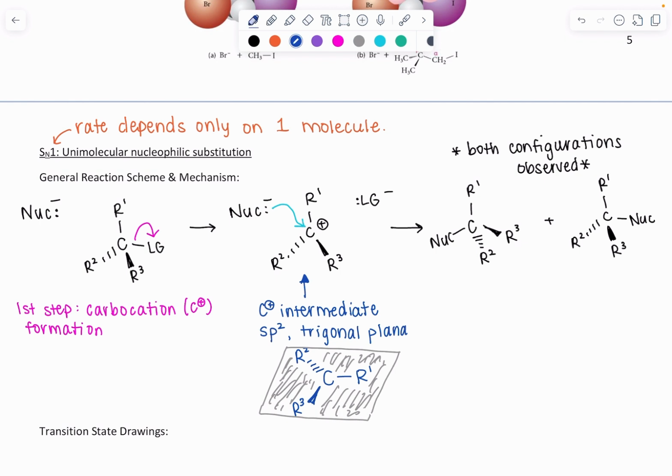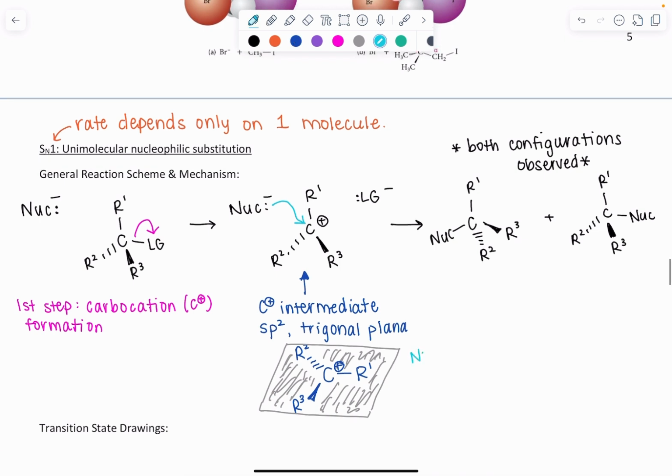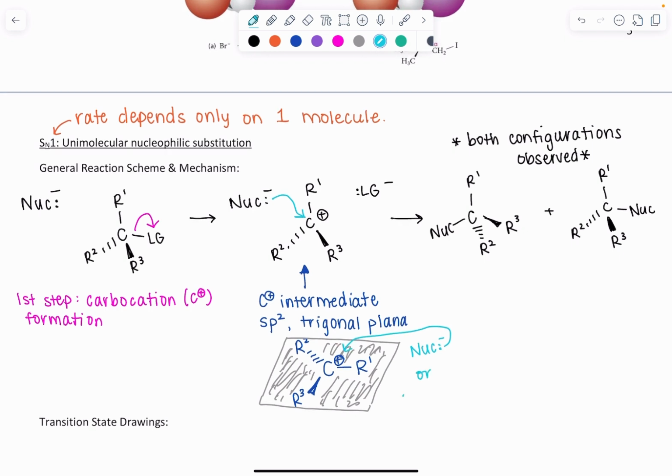Because this is planar, that means there's equal room above, in the way that I've drawn it here, on one side of the carbocation above or below for the nucleophile to bond. So this nucleophile can bond on top or can bond below, just based on the way I've drawn it here. The result is both stereocenters, both configurations observed. Second step, just to add a little bit more detail, is when the nucleophile bonds to the carbocation.